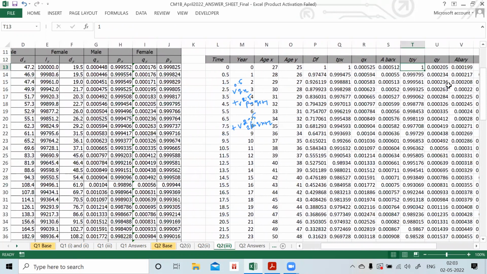Similarly, we'll do the same thing for TPY. We'll calculate TPY, we'll calculate QY, and then we'll calculate A bar Y, which is the same: v to the power 0.5 into TPY into QY.